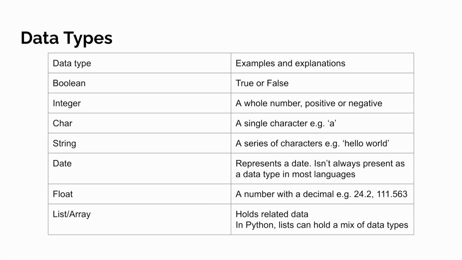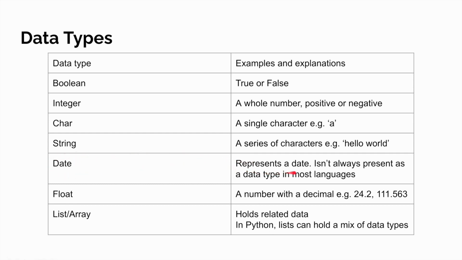Finally, we're going to conclude with a run over of data types. You should be well familiar with data types by now through your programming. We have our Boolean values, which are true or false, as we know. Integer values, which can just be a whole number, either positive or negative. We have a char or a character, which is just a single character, for example, this lowercase a. A string, which is just a series of characters, I suppose, strung together, hence the name, so like our hello world.